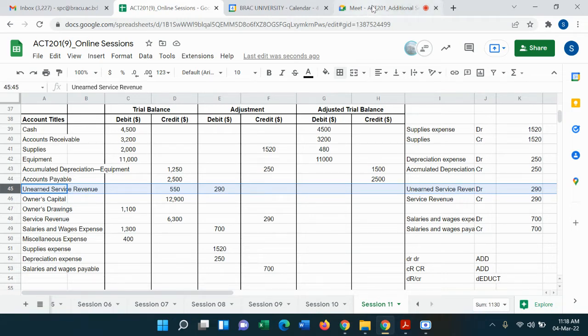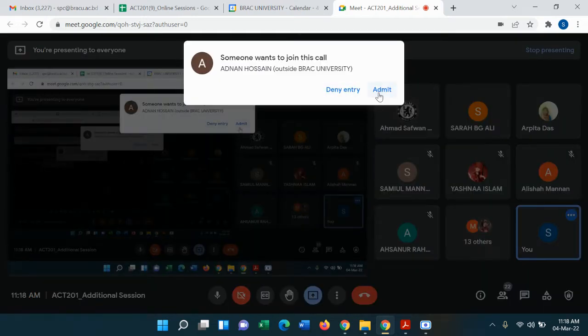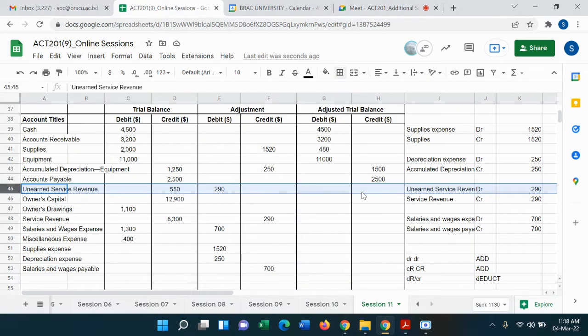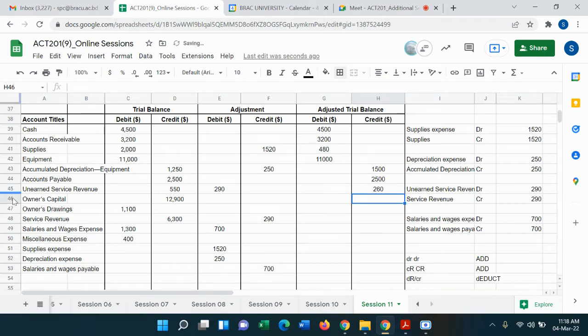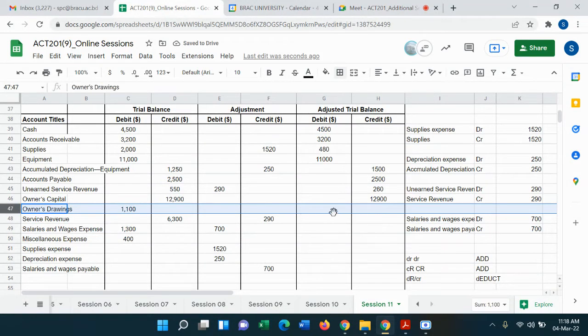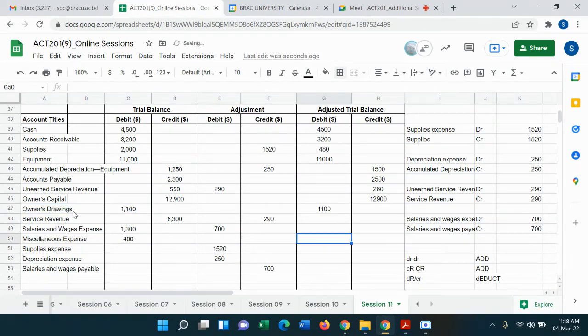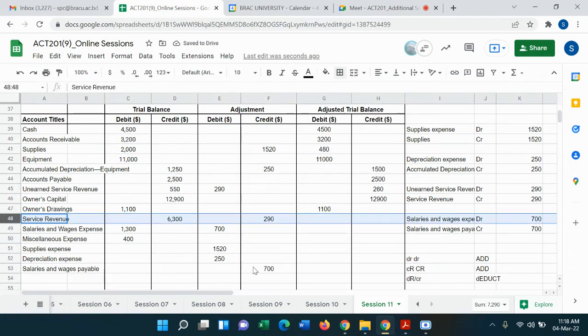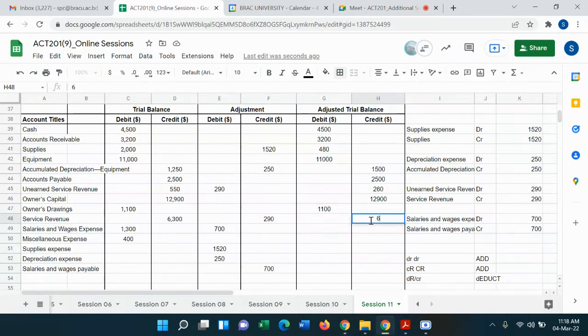So the remaining will be a debit balance or credit balance? Credit balance, because credit is higher, and the amount is 260. Owner's capital 12,900 credit. Owner's drawings 1100 debit. Service revenue 6,590 credit. Both are credited, that's why you have credited.